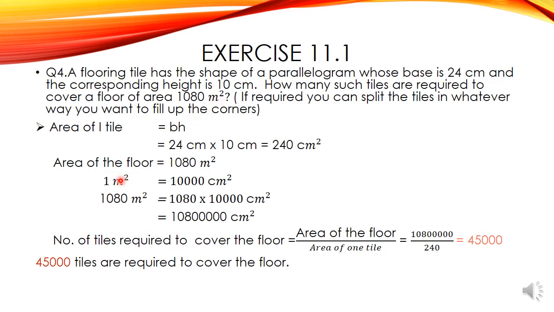Okay. So area of the floor is equal to 1080 meter square. Here area of the tile is in centimeter square. So we are doing conversion here. 1 meter square is equal to 10,000 centimeter square. So 1080 meter square is equal to 1080 into 10,000 centimeter square. Means for converting meter square into centimeter square, we have to multiply by 10,000. Okay. So multiplying, we get this answer.